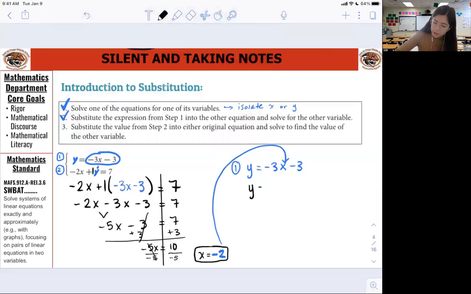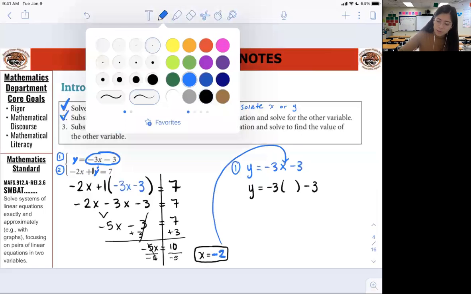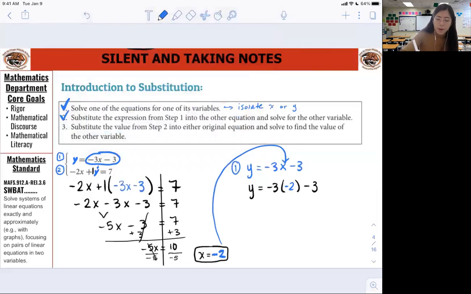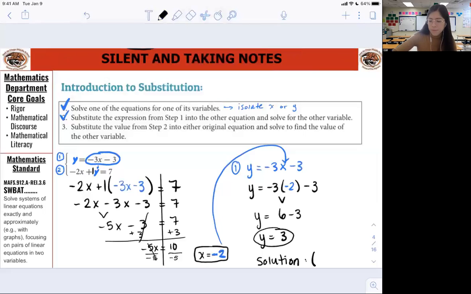So I have y equals -3 times -2 minus 3. So -3 times -2 is positive 6. 6 minus 3 is 3. So I ended up with my final solution. What would that be? It is (-2, 3). Perfect.